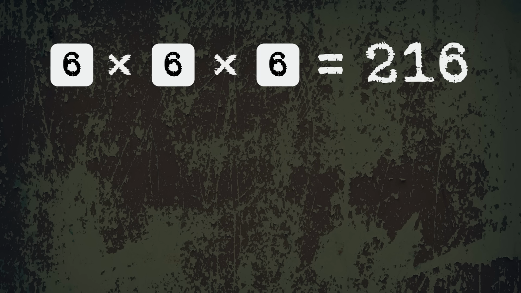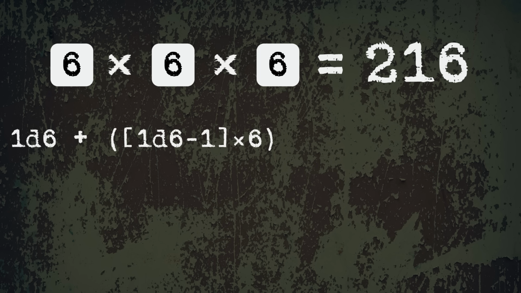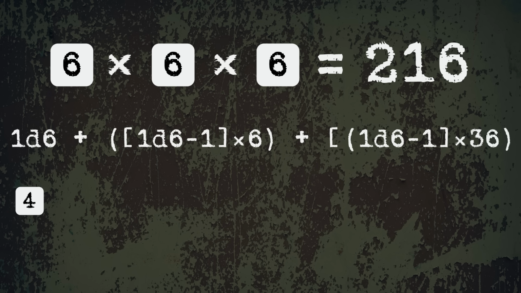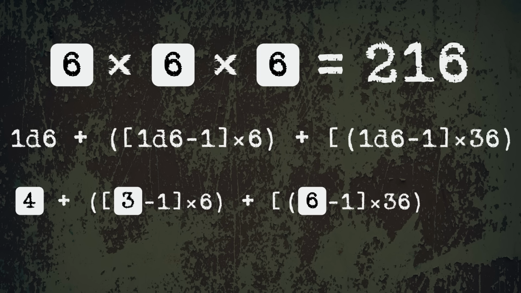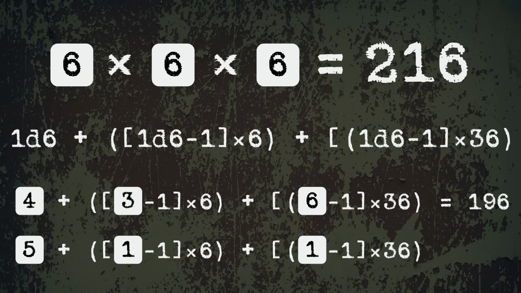And the simplest answer to that question is that yes, as 6 times 6 times 6 is 216, you can in fact roll a d216 with 3d6 and the formula 1d6 plus (1d6 minus 1) times 6 plus (1d6 minus 1) times 36. So if you rolled a 4, 3, and 6, the result would be 196. And if you rolled a 5, 1, and 1, the result would just be 5. So if you just wanted to know the how of rolling a d216, that's how.